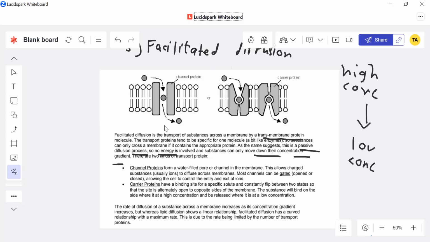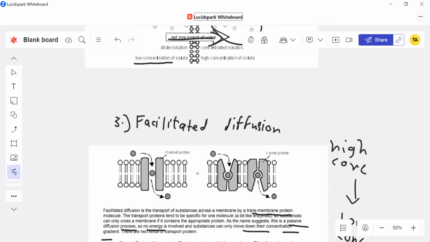What's the difference between facilitated diffusion and simple diffusion? The main difference is that facilitated diffusion involves proteins. What are the two types? Channel proteins and carrier proteins. I explained both of these earlier.